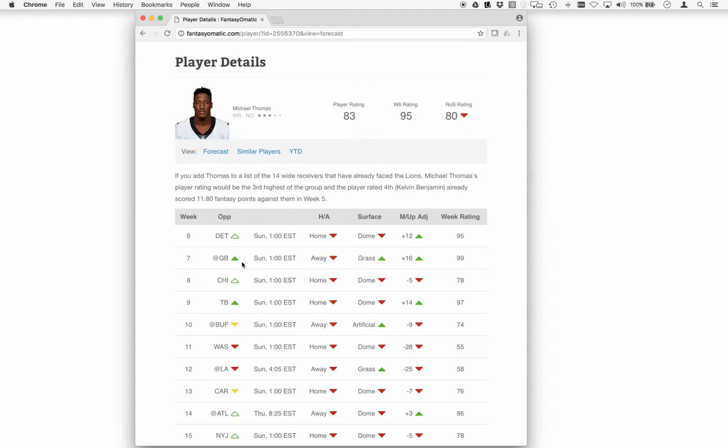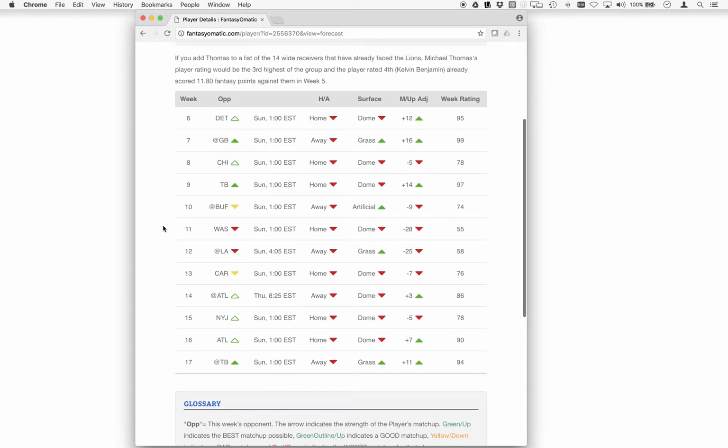The next tier down are what are called good matchups, and you'll see those indicated by the white arrow with the green outline. And then we get into the non-desirable bottom half of the matchups. And then we have bad matchups, which are indicated by a down-facing arrow.